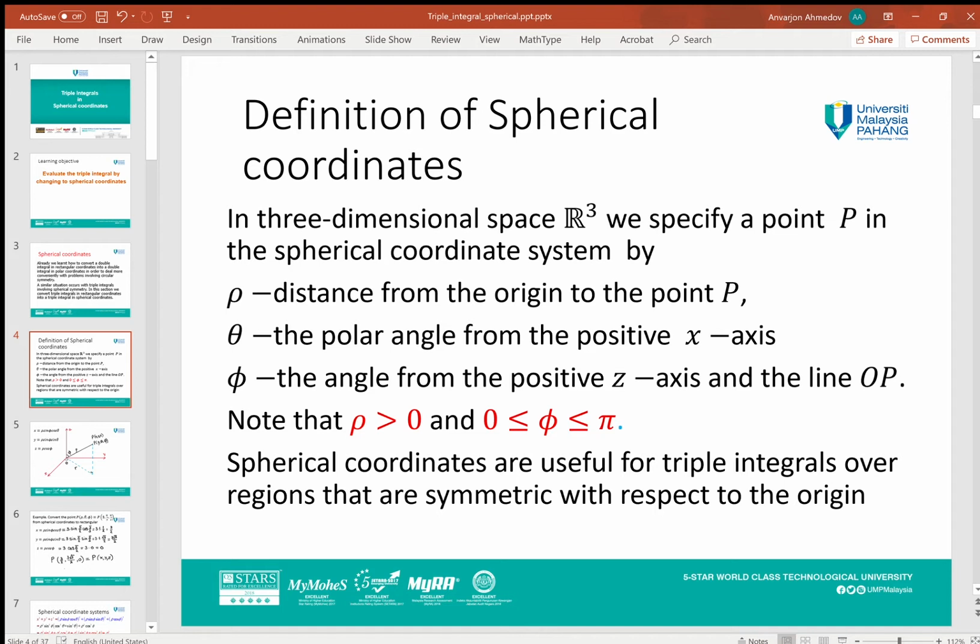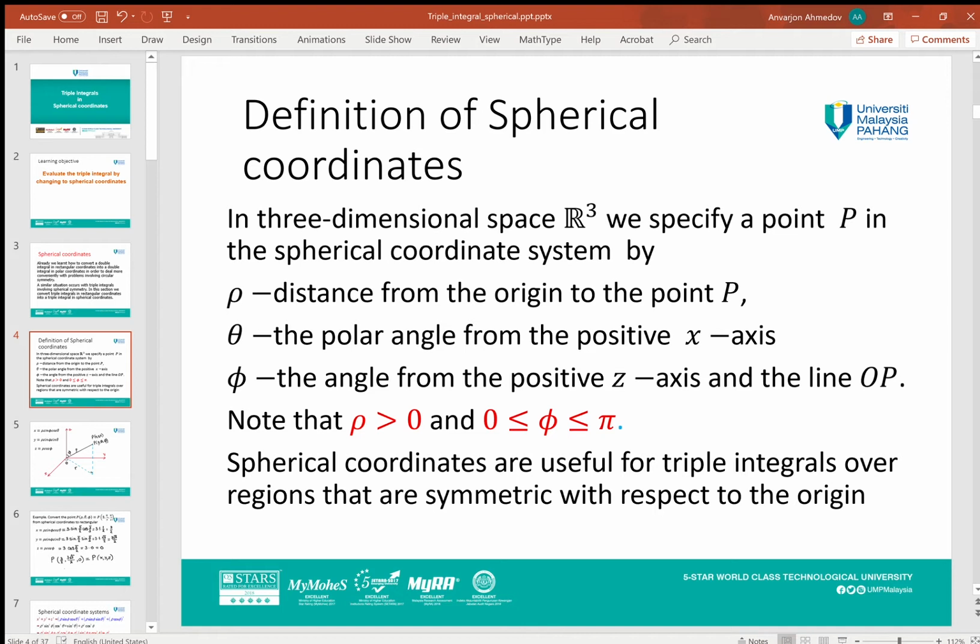In three-dimensional space, we specify a point P in the spherical coordinate system by rho, the distance from the origin to the point P; theta, the polar angle from the positive x-axis; and phi, the angle between the positive z-axis and the line OP. We note that rho is positive and will be 0 only when the point falls on the origin, and phi will be from 0 to pi. When phi is 0, the point falls on the positive z-axis; when phi equals pi, the point falls on the negative z-axis.